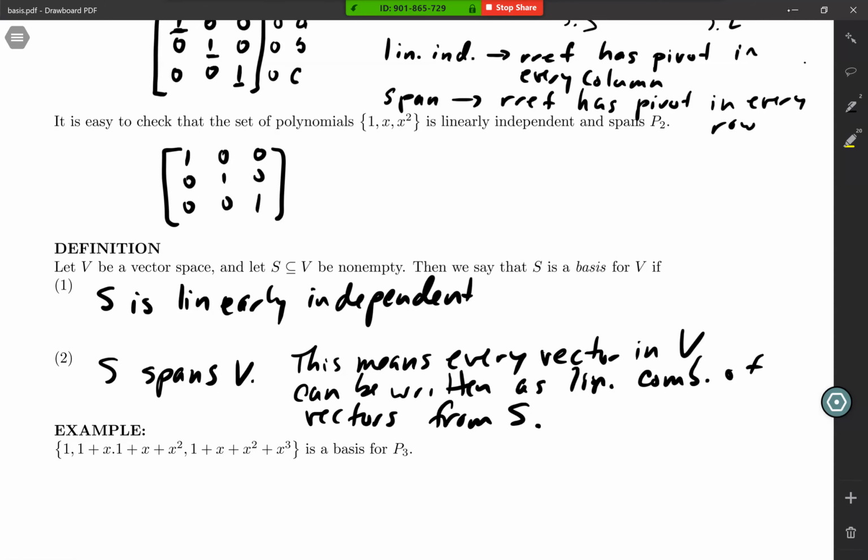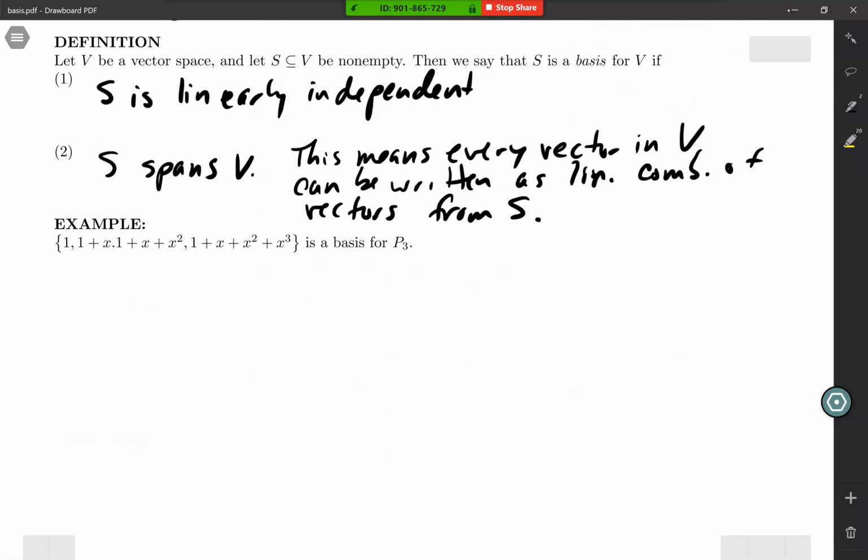All right, so let's do the next example. We want to show that this is a basis. This is not supposed to be a period, this should be a comma here. We want to show that 1 plus x, 1 plus x squared, and 1 plus x squared plus x cubed is a basis for P3.